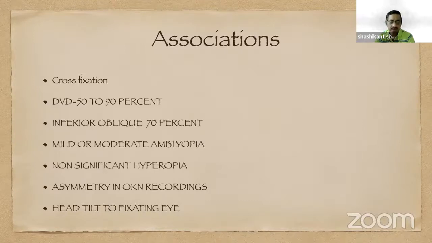That is very important. Asymmetric OKN readings, that is very important. They will have nasotemporal asymmetry, which will persist in adult age also. And they can have head tilt to the fixating eye if they have DVD in that eye, which is the eye that is fixing. But they can have a contralateral tilt to the opposite side if they develop superior rectus contracture of the fixing eye.